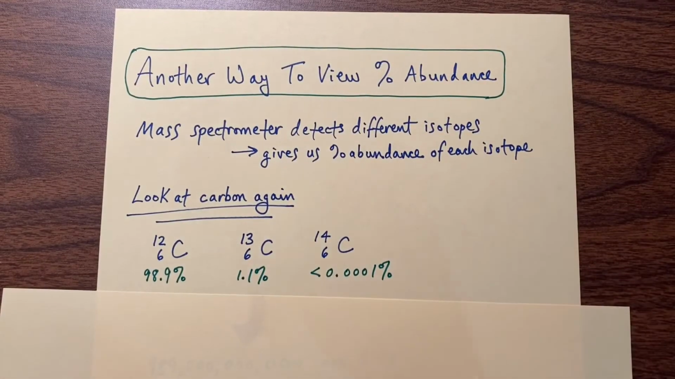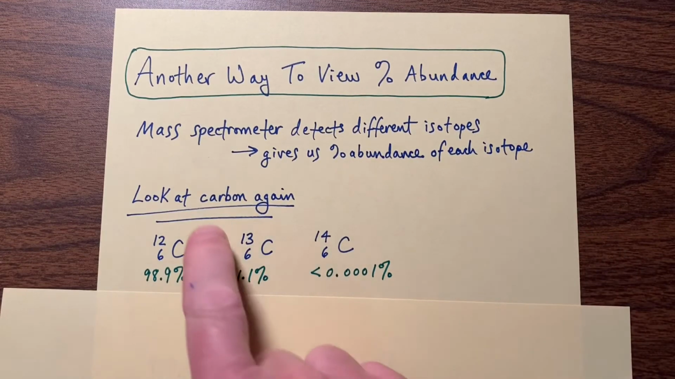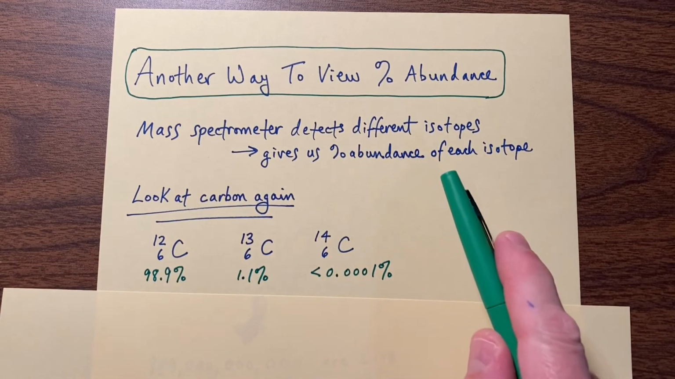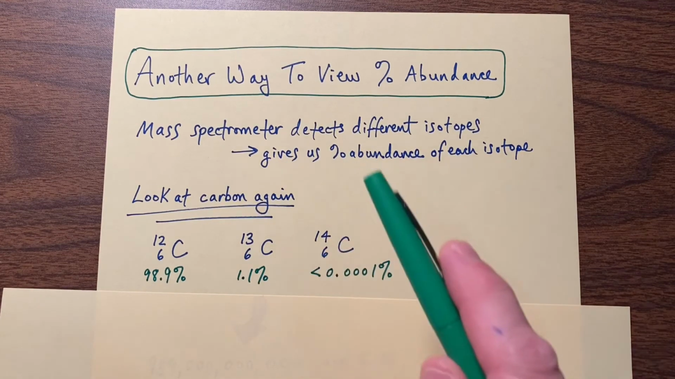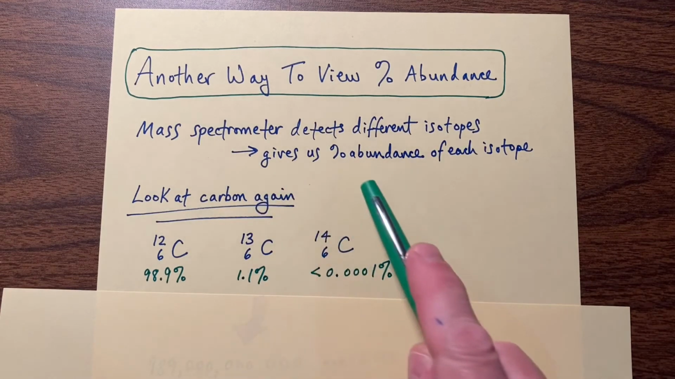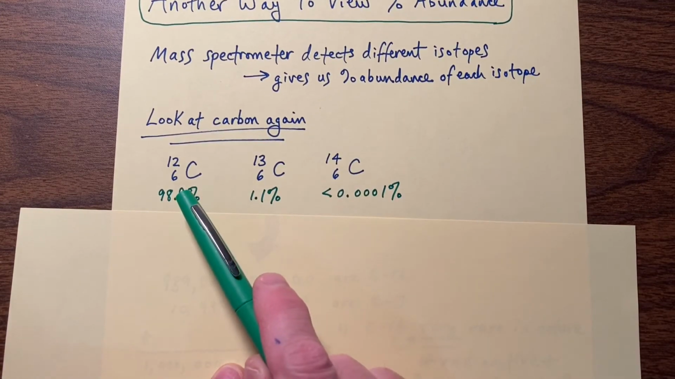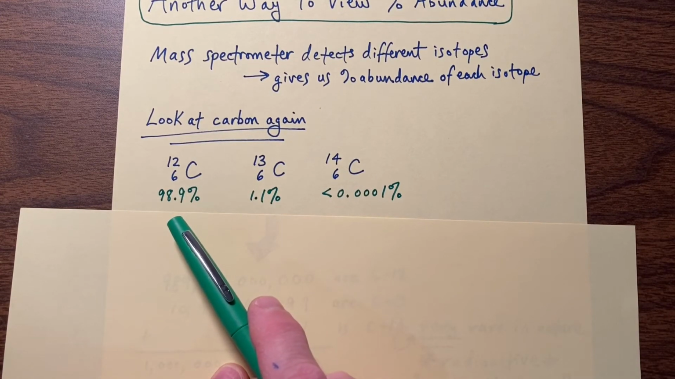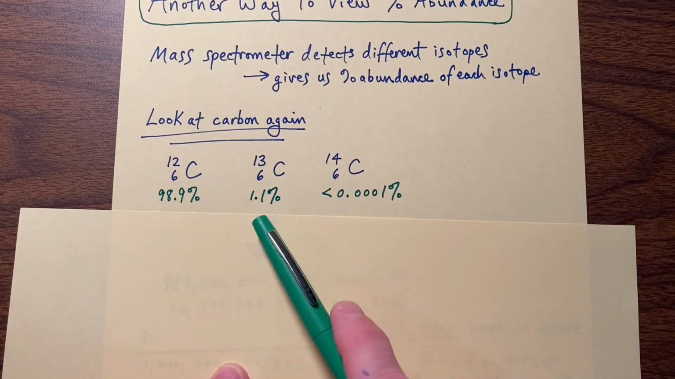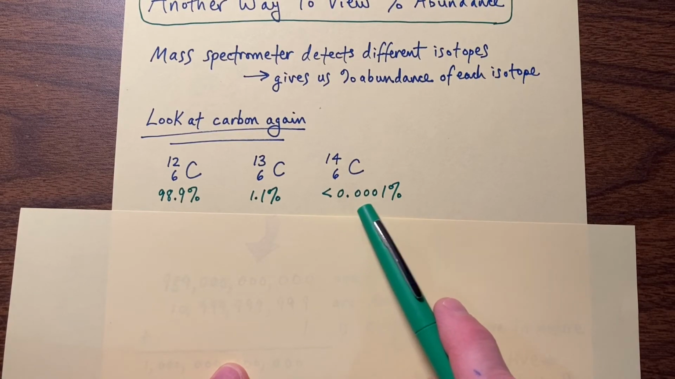So I want to add to that video another way to look at percent abundance of isotopes. Recall that a mass spectrometer detects different isotopes as they come through the machine, based on how it varies that magnetic field that the cations, the positive charges, are passing through, and it gives us the percent abundance of each isotope. So let's look at carbon again. Carbon-12 is by far the most common isotope of naturally occurring carbon, 98.9%. Carbon-13 occurs at about 1.1% naturally, and carbon-14 is very, very rare, less than 0.0001%.